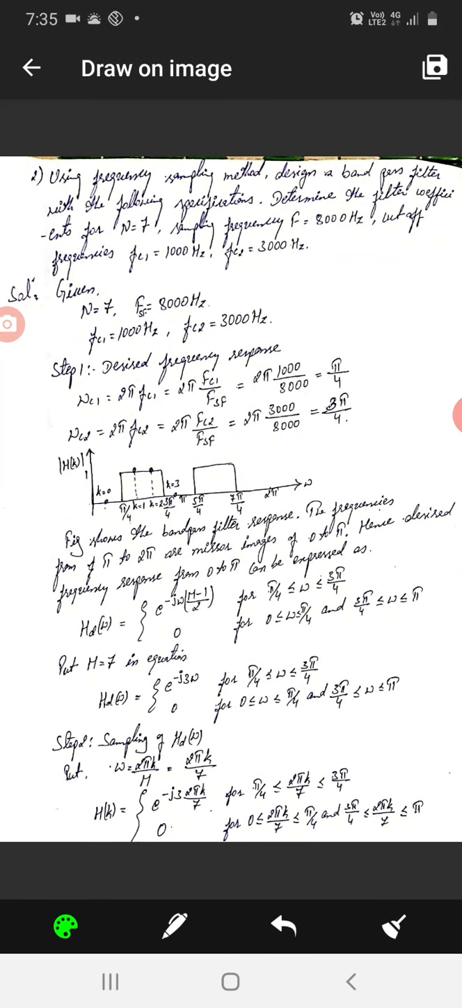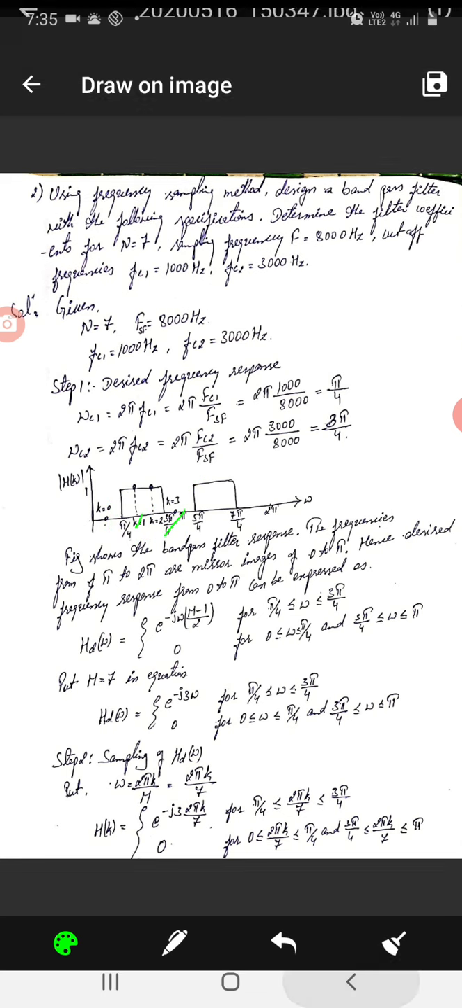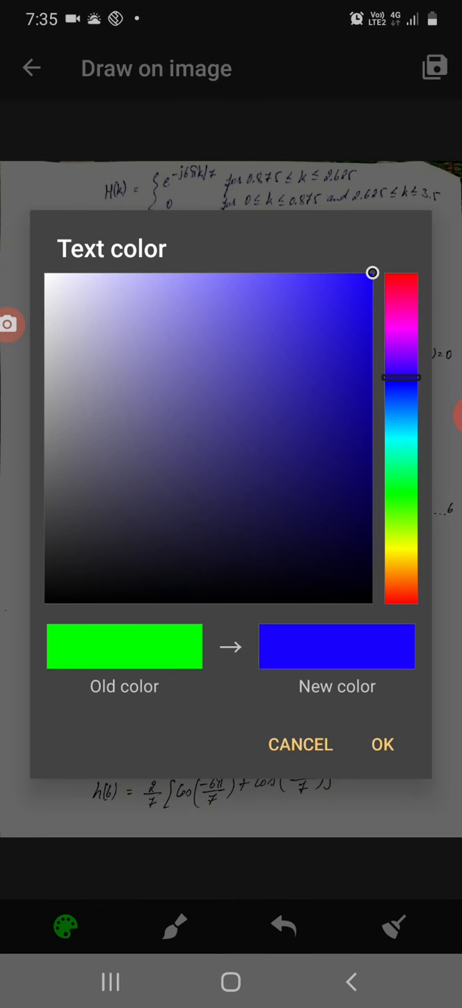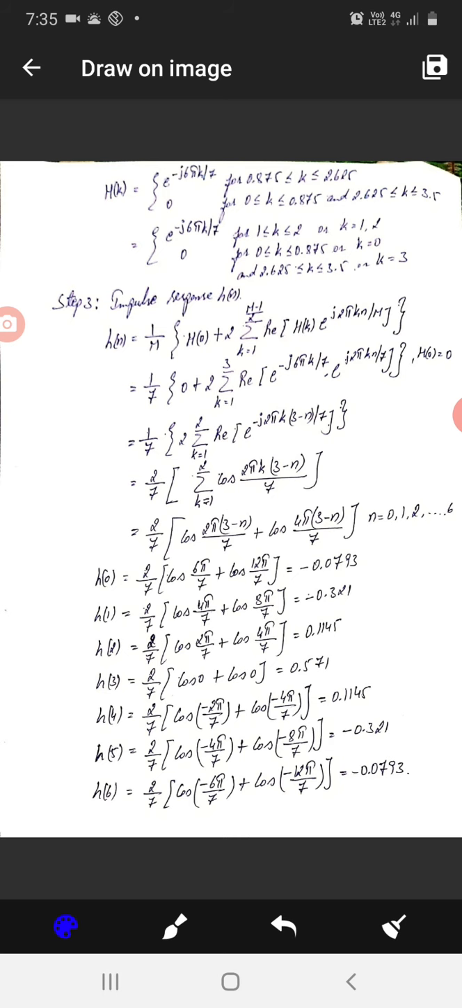If we observe here, k is 0, k is equal to 1, 2, and k is equal to 3. Within this, when k is 0 and when k is equal to 3, we don't have any signal. At k equal to 1 and 2, we have a signal. We have to consider that, and we have to take the limit for k in this case. This is how we are going to take the limit.